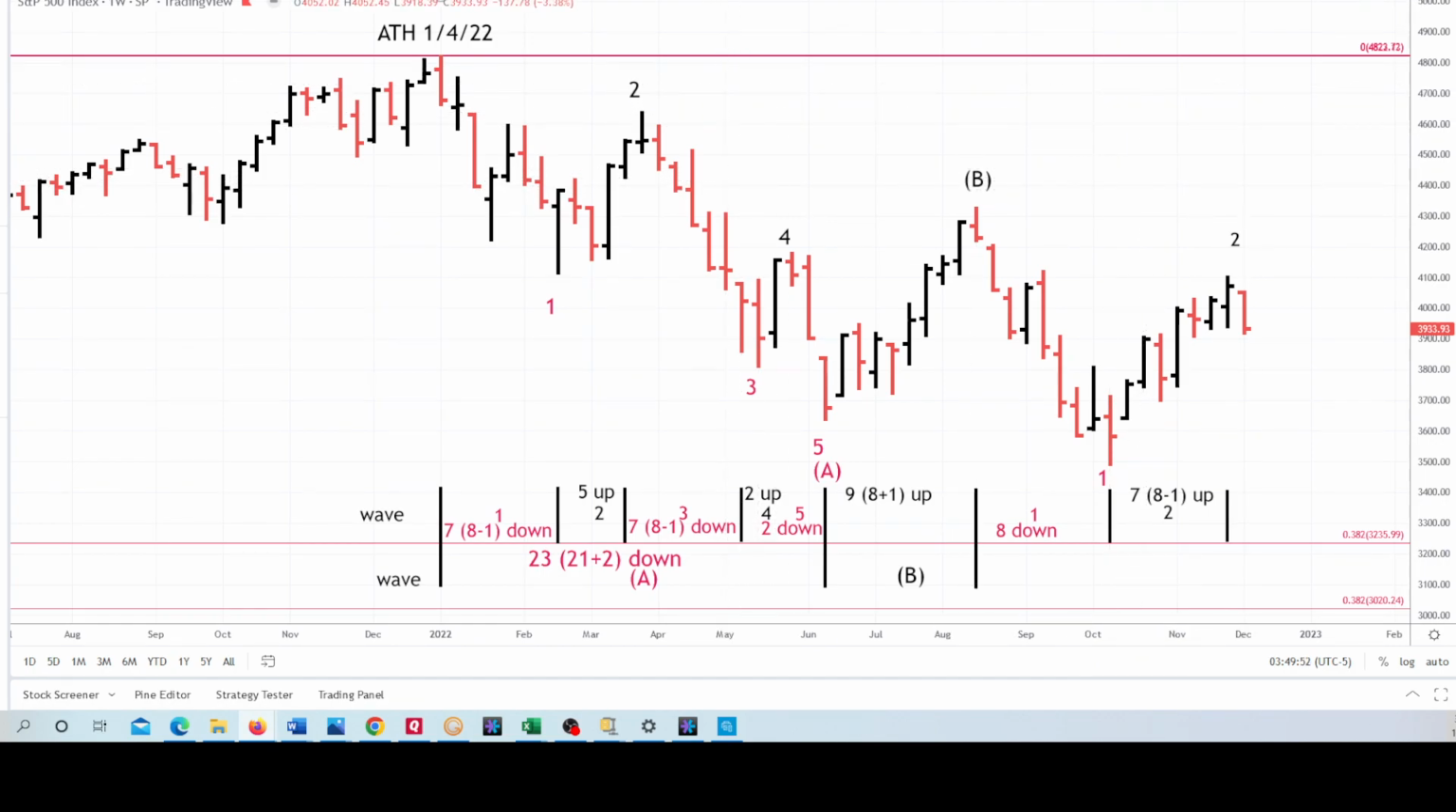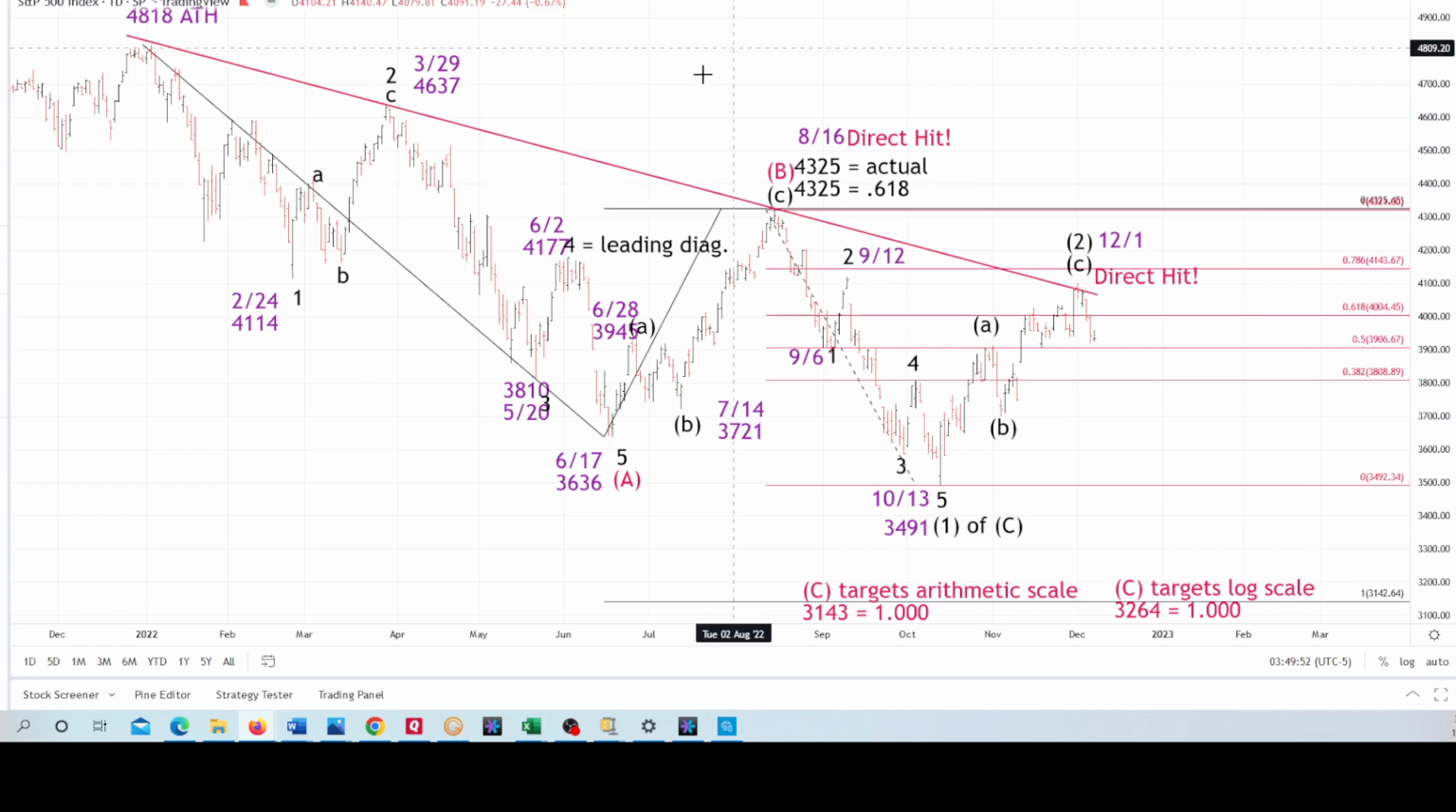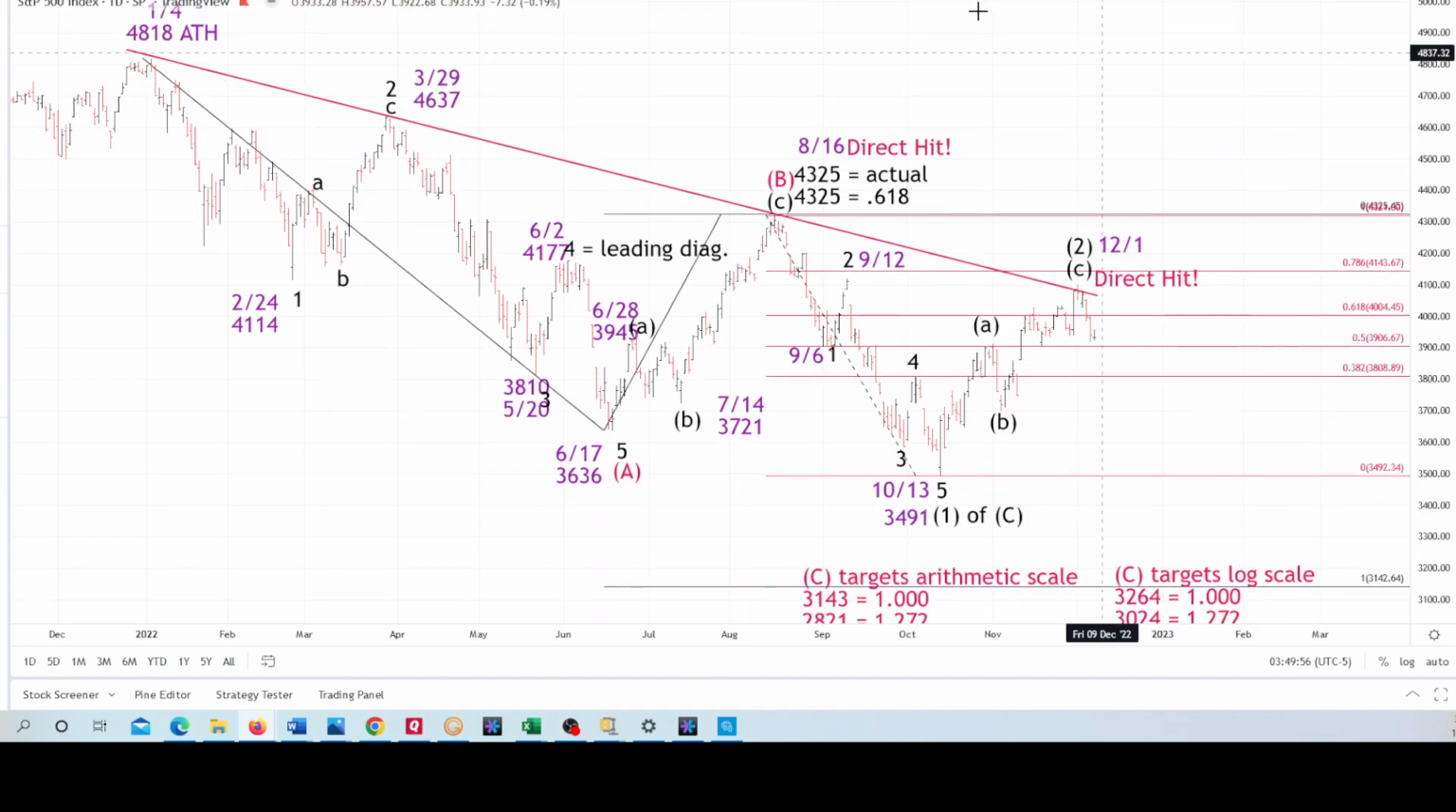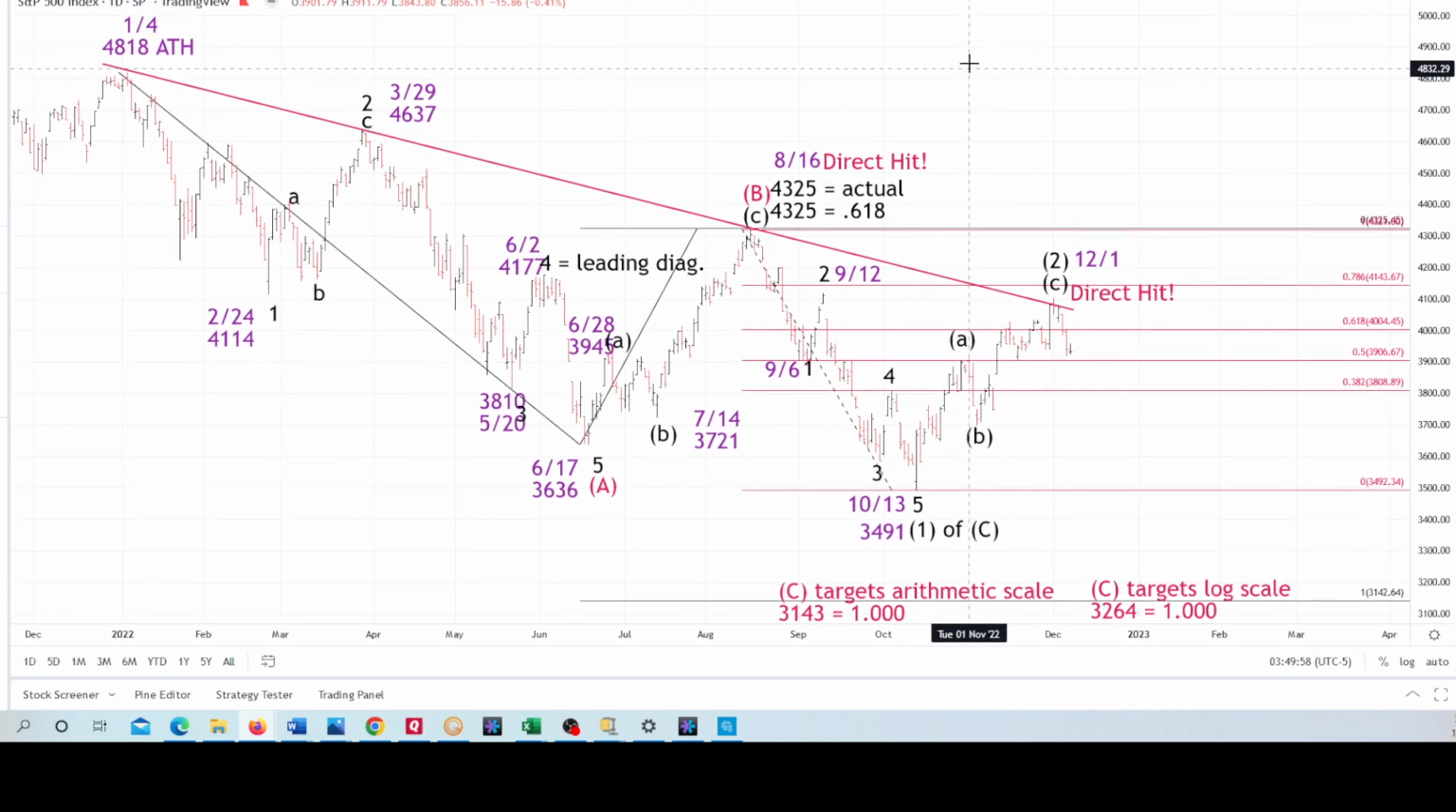Okay, let's go. That was the weekly of the S&P. Here is the daily. I got to squeeze that in a little bit. The January 4th all-time high. You can see 5 waves down for wave A, intermediate degree in parentheses. Wave B up, another direct hit, perfect actual date and time. That was beautiful. Then we have 1 of C down, 2 of C up again. That topped on December 1.